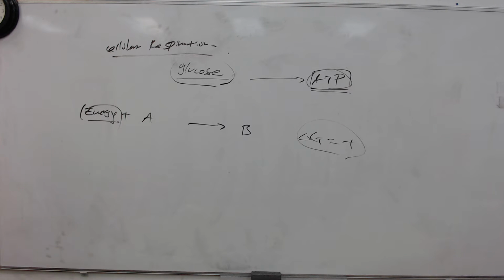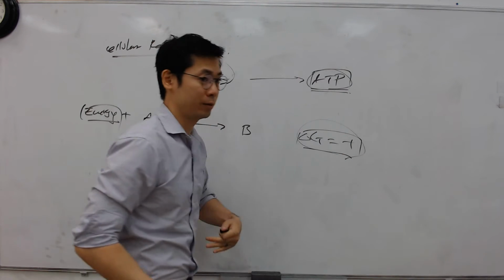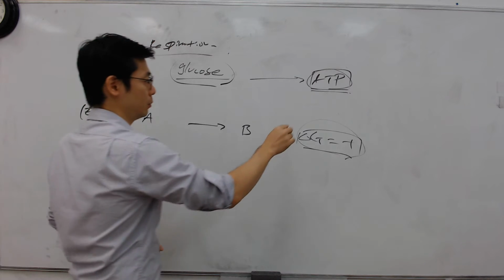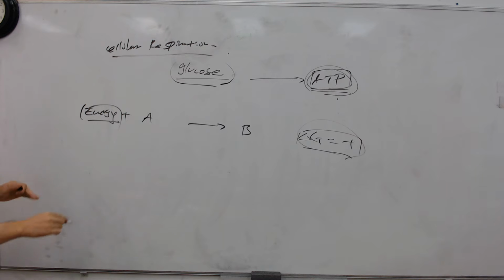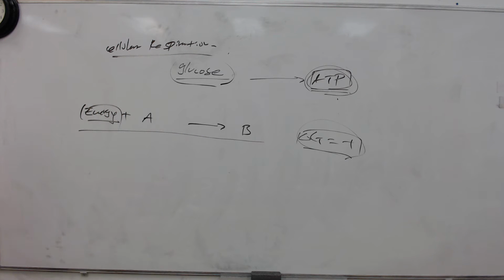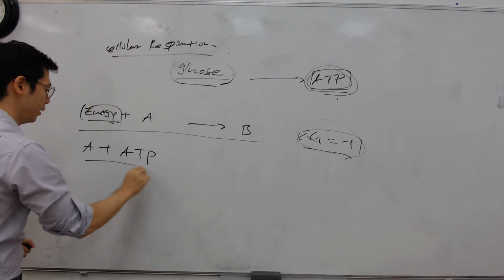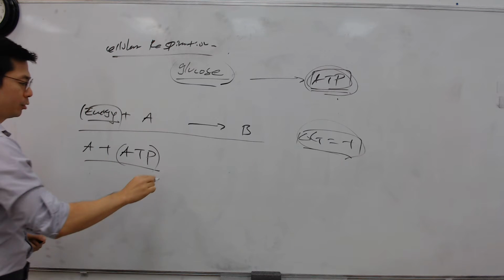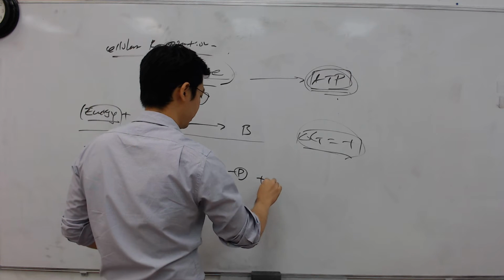Because it doesn't happen on its own, it will never occur on its own. So they can push the reaction with the assistance of ATP. They're not really going to break the ATP, but they're going to use it. So A plus ATP: the ATP will be utilized with A, and A will now be phosphorylated, and then you have an ADP.